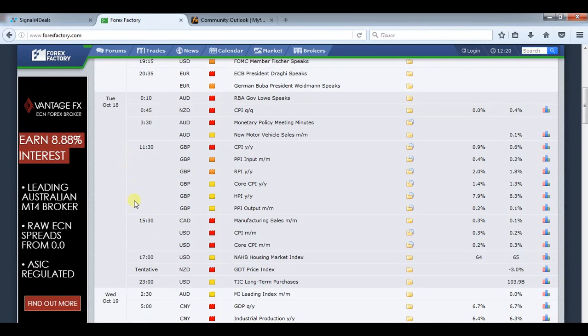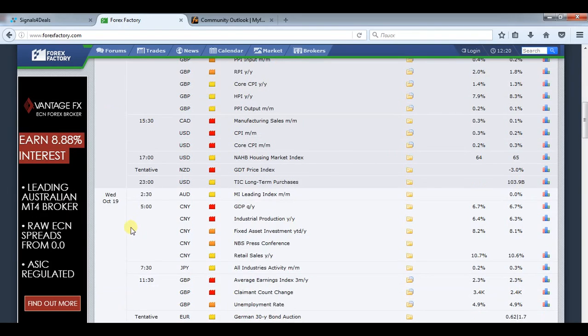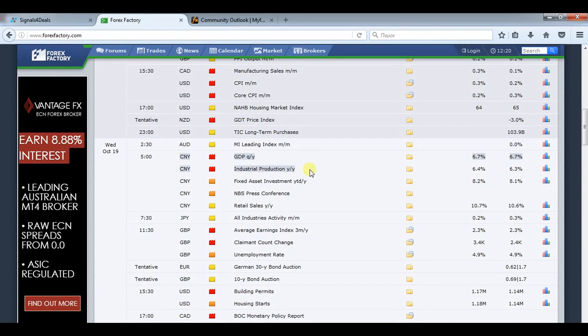Also on Tuesday we have very interesting and very important news about the US dollar. It's the consumer price index and core consumer price index. On Wednesday we have news on China. It's quite important news for yen, because if this economic data is poor, yen will more likely rise.